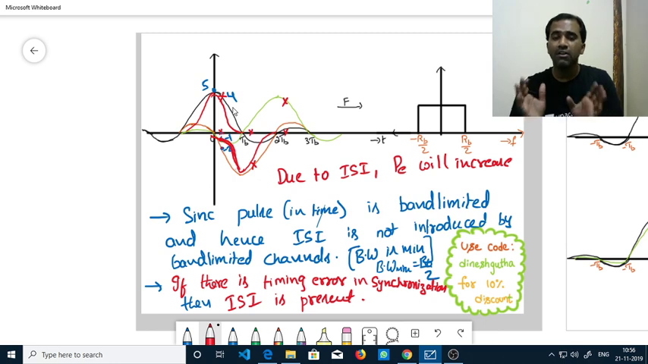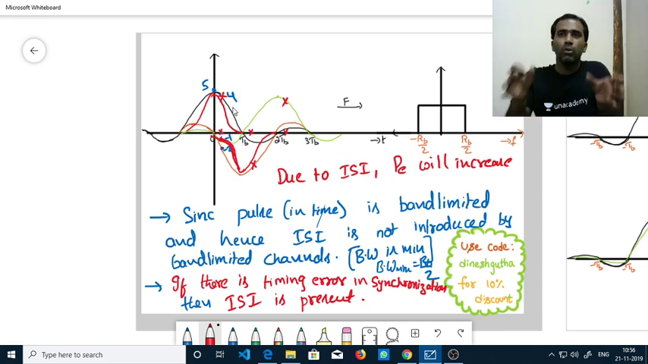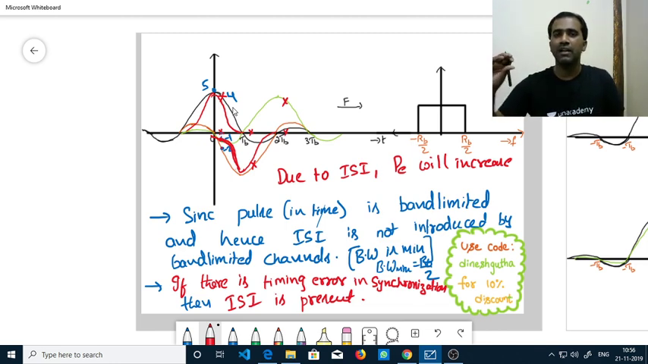The rough idea of raised cosine pulse shaping is we are going to change the sinc pulse only a little bit in such a manner that the main lobe will become narrower and the amplitude of side lobes will reduce significantly, so that the ISI which is introduced because of timing error can be reduced significantly. We cannot completely eliminate it, we can only reduce it significantly.